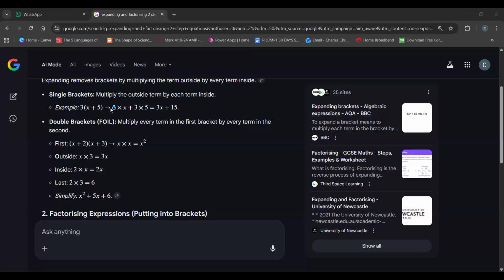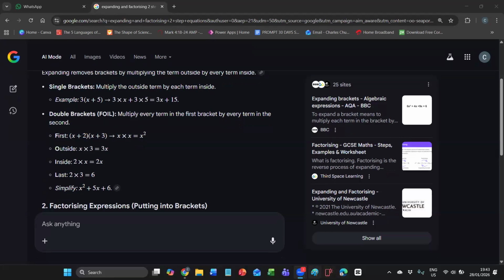Now let's look at a case where we have double brackets. With the double brackets, there's a way I usually do this. So I'm going to have to leave this. Let me see if I can reshare my screen. Just take note of the question: x plus 2, x plus 3. That's the question. I hope you can still see my screen.